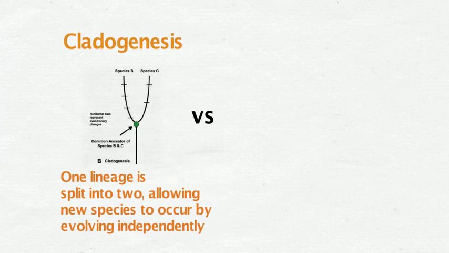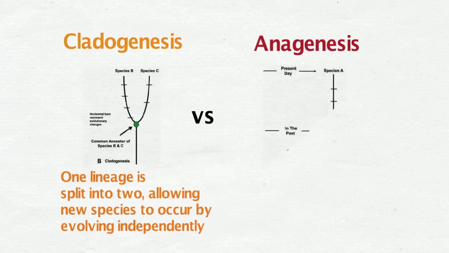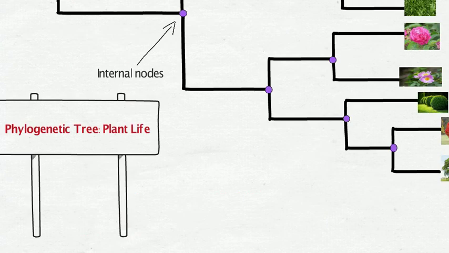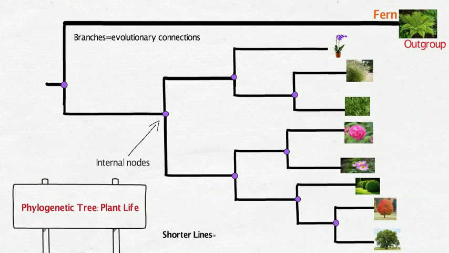The horizontal lines or branches represent anagenesis, which is evolution that occurs within a single lineage. One distinct feature of this phylogenetic tree that you may notice is line length. Shorter lines represent less time elapsed, and longer lines means more time has elapsed. This can give us insight as to how long it took a species to evolve.